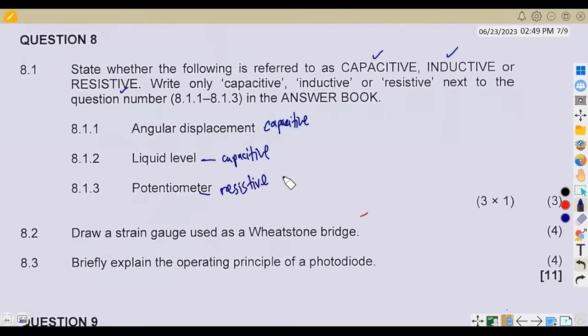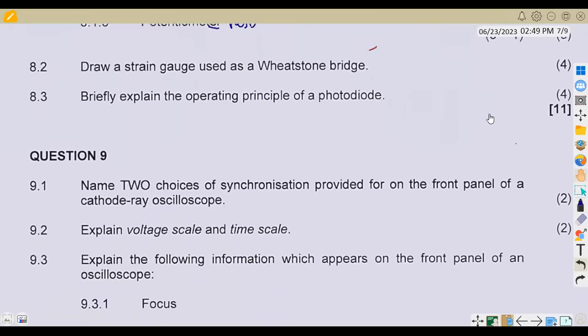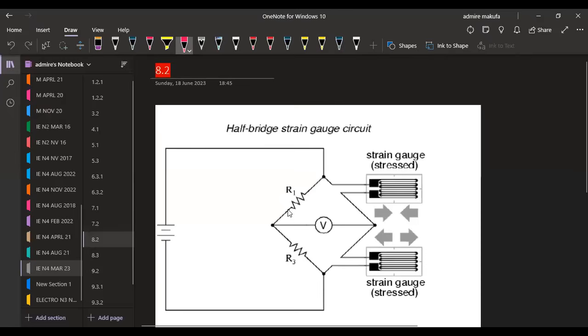This one is resistive. All right, then draw a strain gauge used as a Wheatstone bridge. We are supposed to draw a strain gauge. How can we present a strain gauge used as a Wheatstone bridge? So this is what I'm having here that you can use. Taking here R1, R3, R2, and R3. These are the strain gauge stress, and these are the strain gauge.